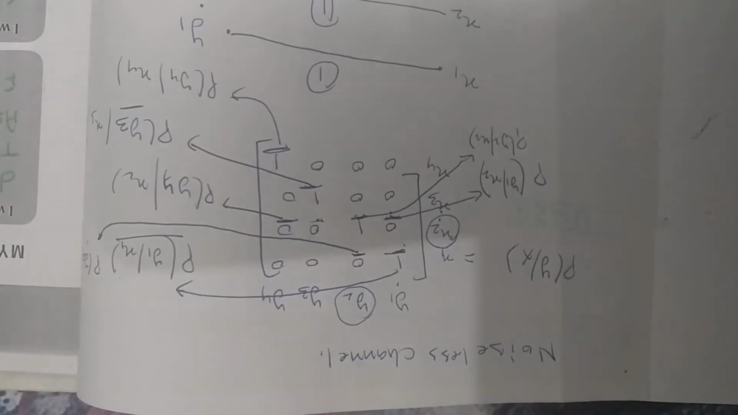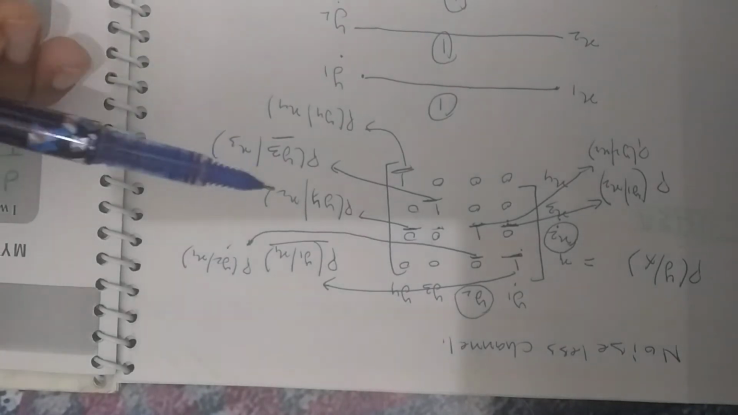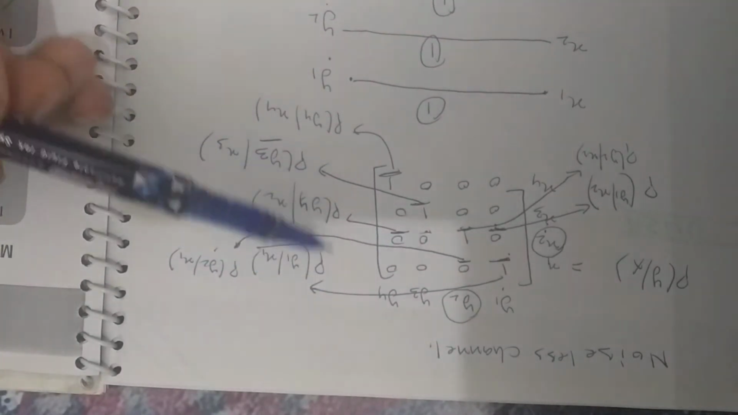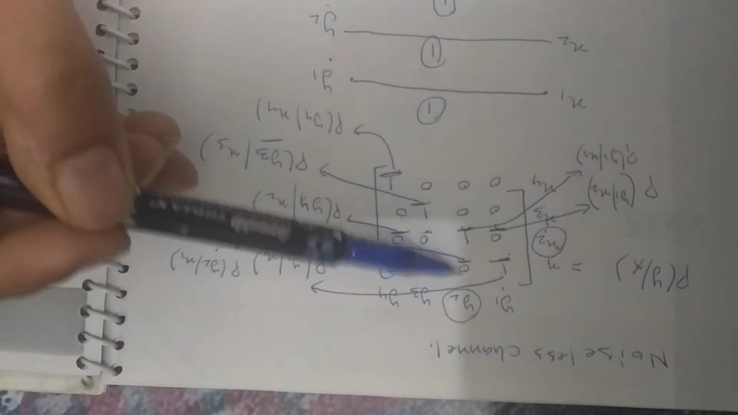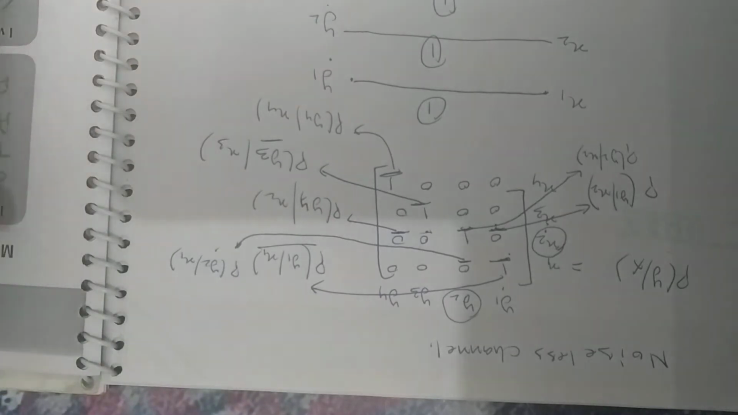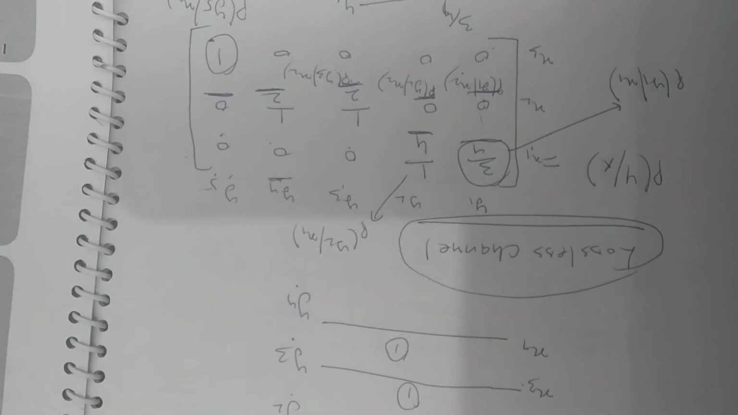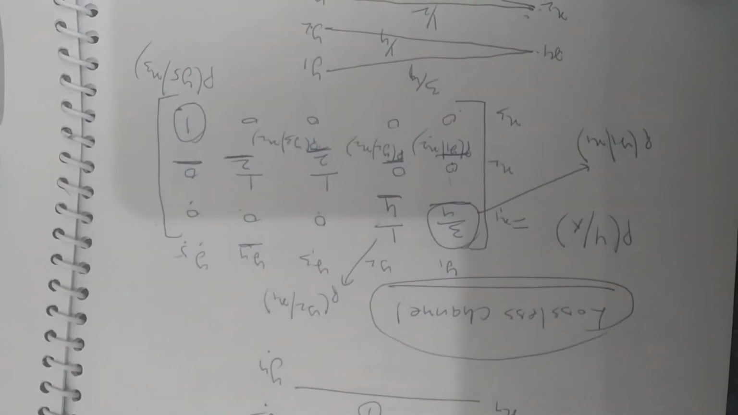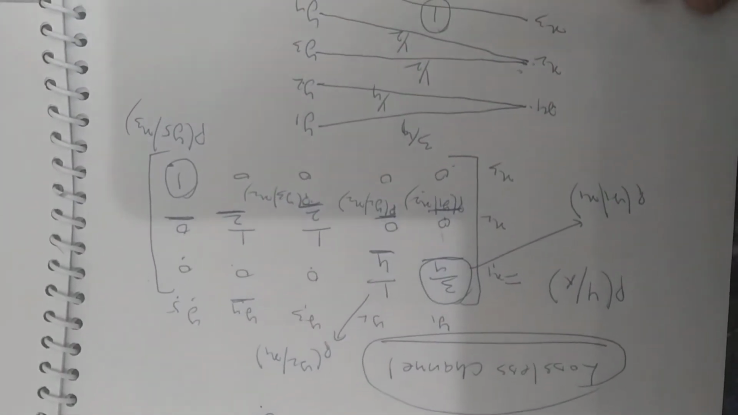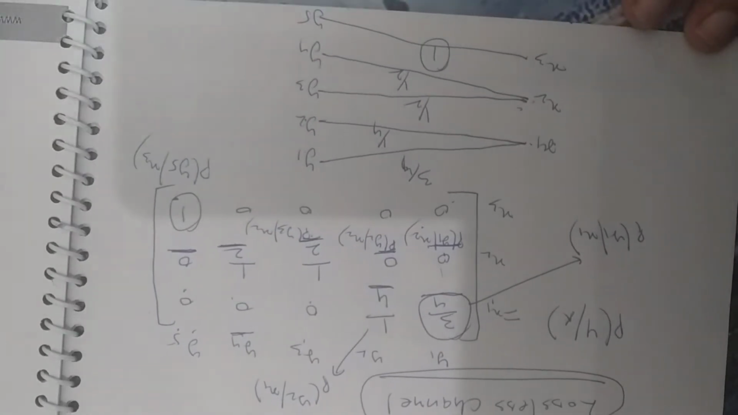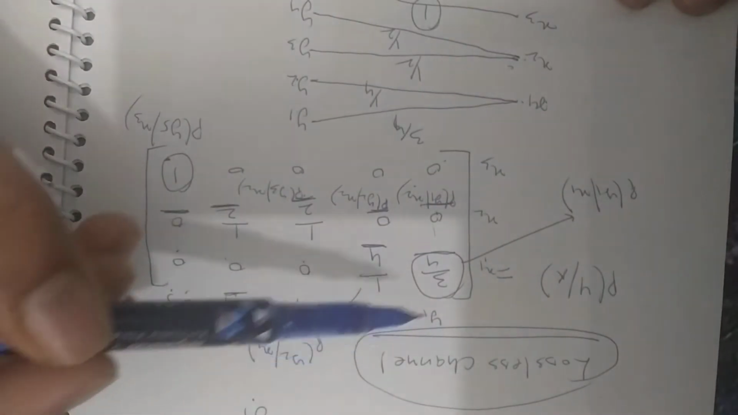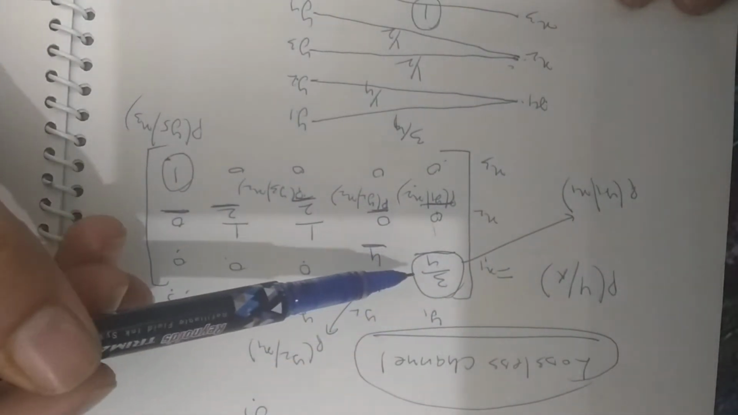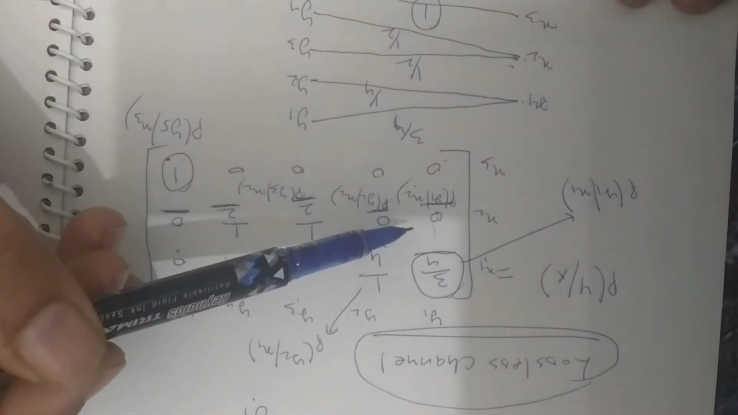After BSC, we have lossless channels. In this kind of channel, you are able to see that only one element is active in one column. These are called noiseless channels. You can see all types of channels in my previous lectures. So this is a lossless channel, where there is only one element active in one column.